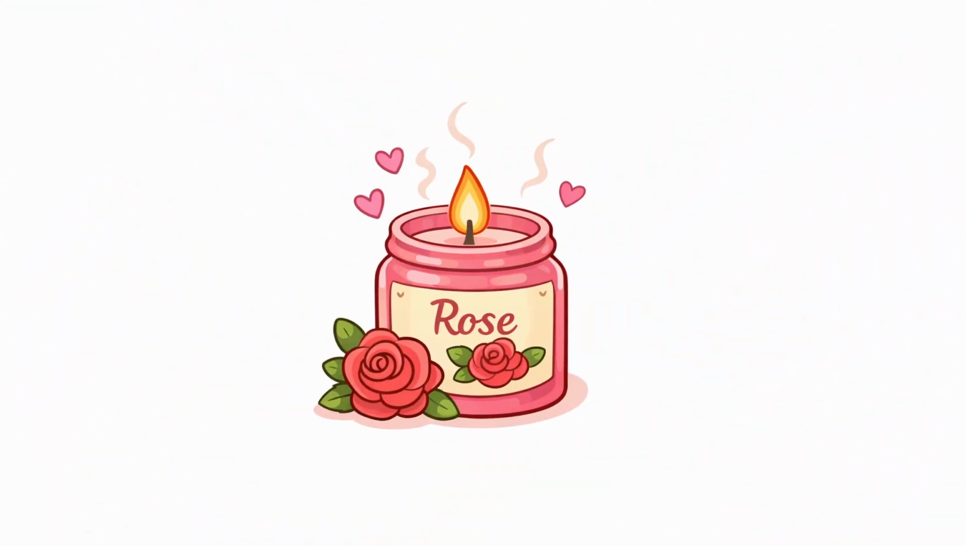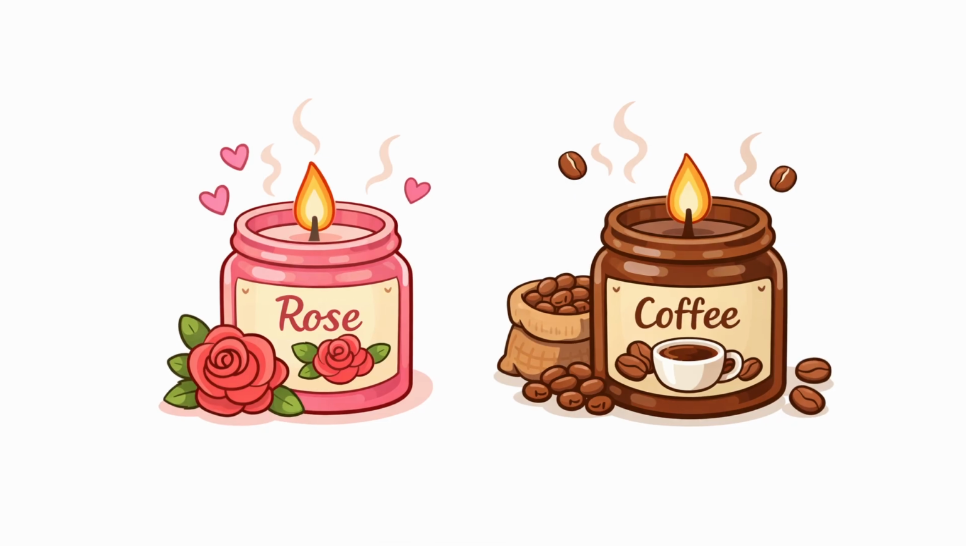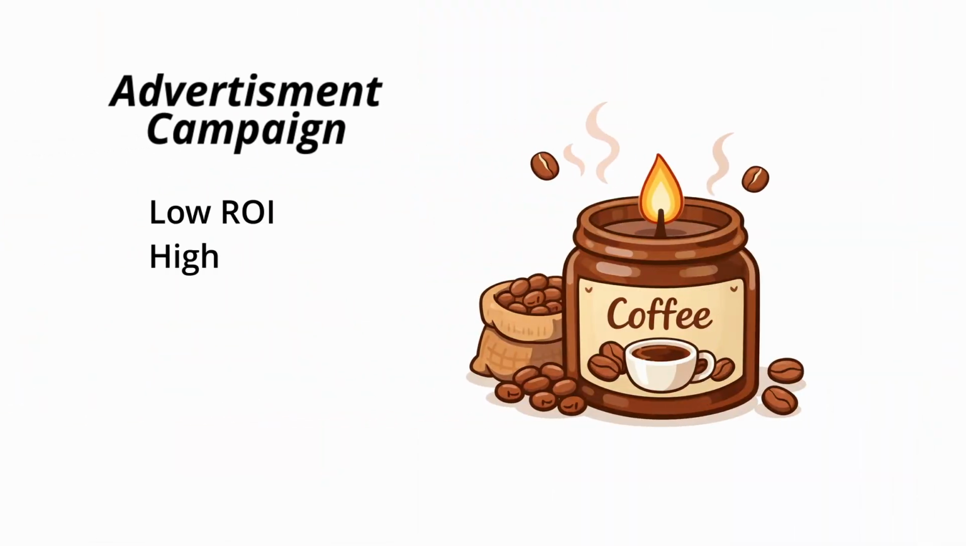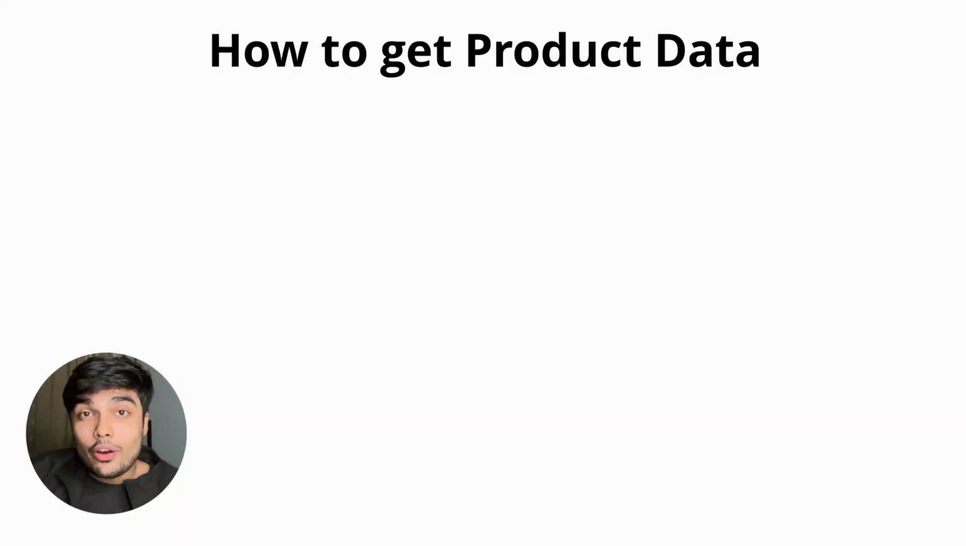The first step is data. If people are searching for rose-scented candles and you are selling coffee-scented candles, it does not matter if you're an ad expert. It does not matter if your bidding strategy is very amazing. Your advertisement campaign on that particular product will not give you good results. It will spend your money, you will make losses, and you won't get any orders. Now, how can you get this data?